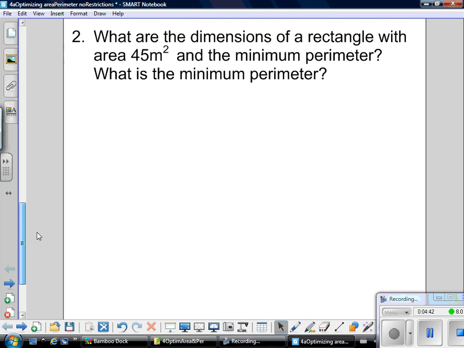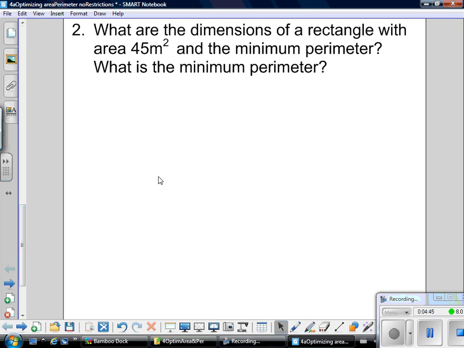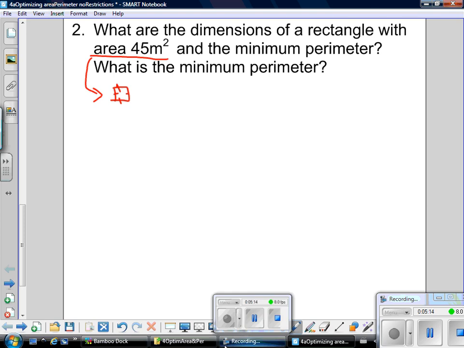Okay, second example. What are the dimensions of a rectangle with area 45 meters squared and a minimum perimeter? And what is that minimum perimeter? So this time, instead of giving us the perimeter, they have given us the area. And again, we need to remember that that is going to be a square. Okay, so they've given us slightly different information.